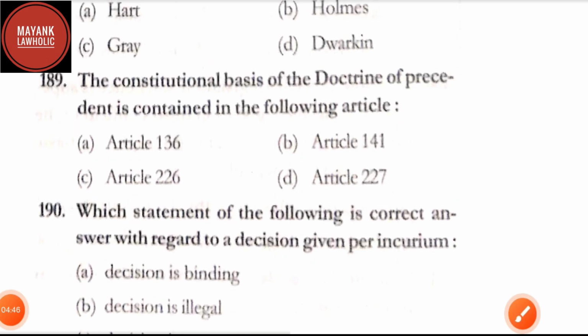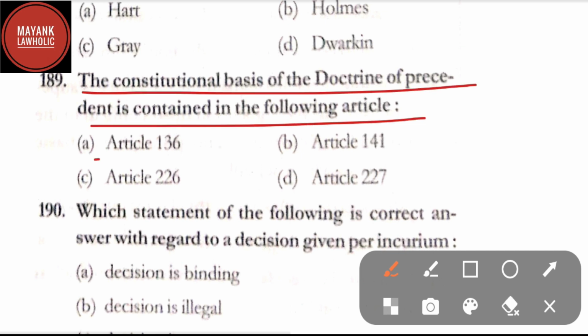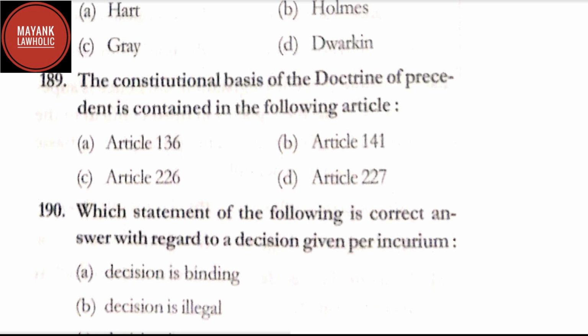Question number 189. The constitutional basis of the doctrine of precedent is contained in the following article? Option A, Article 136, option B, Article 141, option C, Article 226, and option D, Article 227. Here in question number 189, the correct answer is option B, that is Article 141.